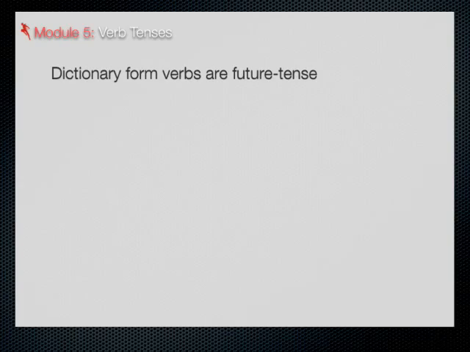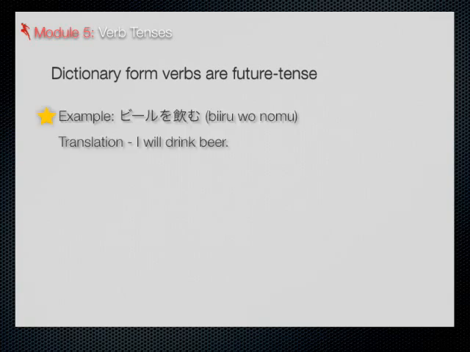So the first thing to note is that Japanese verbs that you pull straight from the dictionary are already in their future tense. A lot of the times in English, we'll append a "will" in front of the verb, for example, "I will go to Japan," to indicate future tense. But in Japanese, that's not necessary. So let's look at an example, and the example we're going to look at is biru o nomu. So nomu is the dictionary form of the word drink that you'll find in the dictionary, and this translates to "I will drink beer."